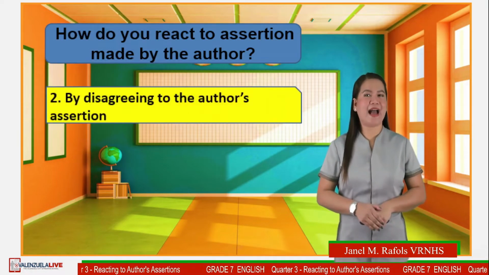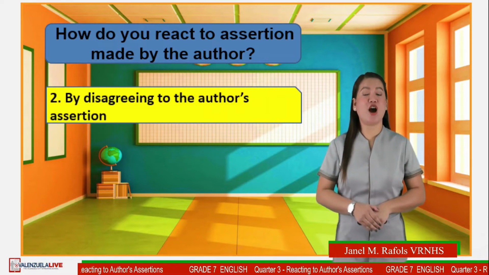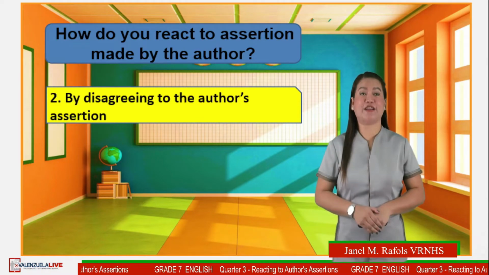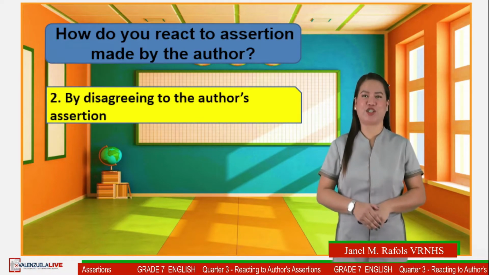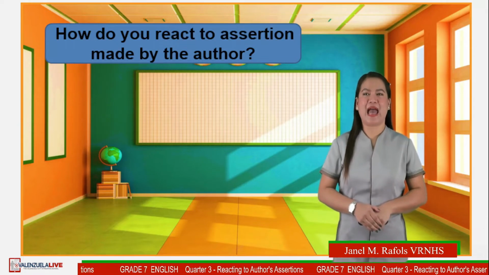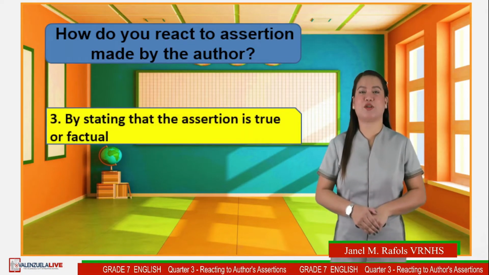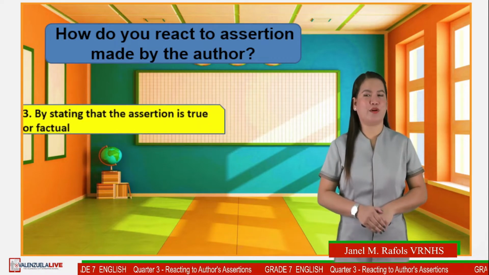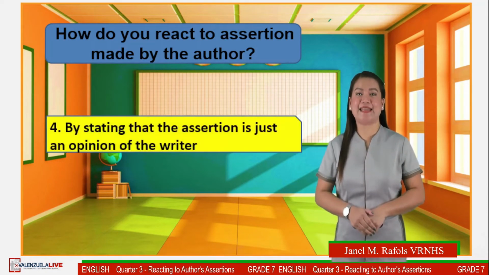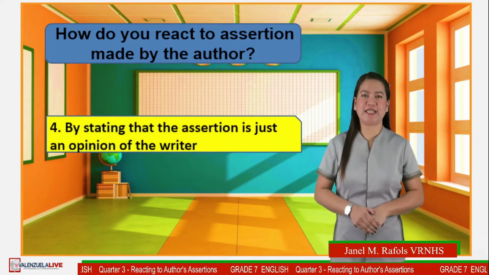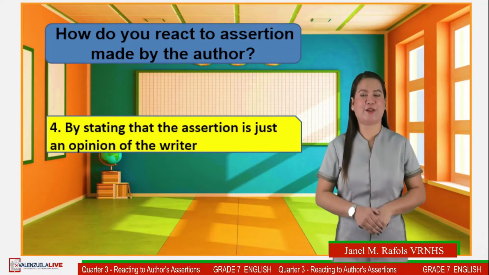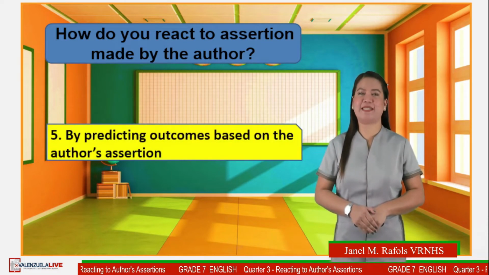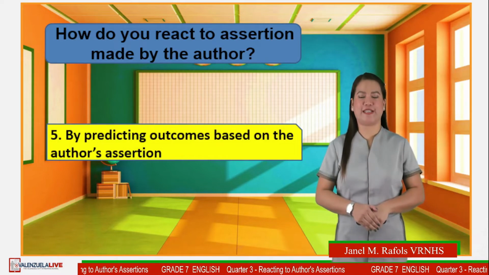Second, by disagreeing to the author's assertion. Readers react negatively to the author's assertion. Third, by stating that the assertion is true or factual. Number 4, by stating that the assertion is just an opinion of the writer. And lastly, by predicting outcomes based on the author's assertion.